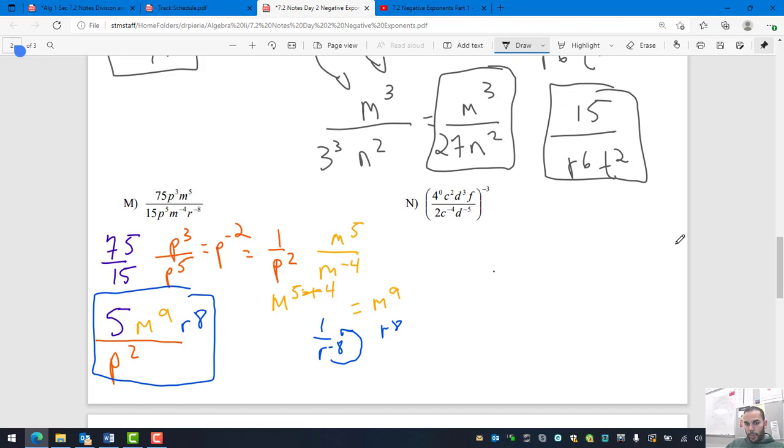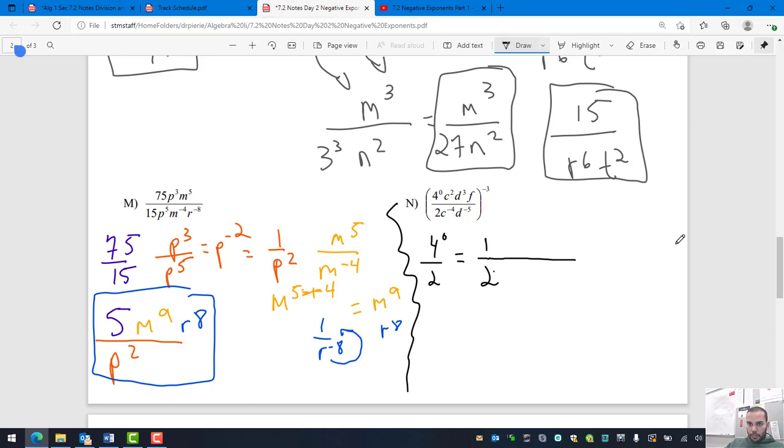I see 4 to the 0 power over 2. 4 to the 0 over 2. I'll draw a line here. Okay, so I know that 4 to the 0 is the same thing as just 1. So when I simplify the numbers, it just becomes 1 over 2. Okay, that's my first piece.